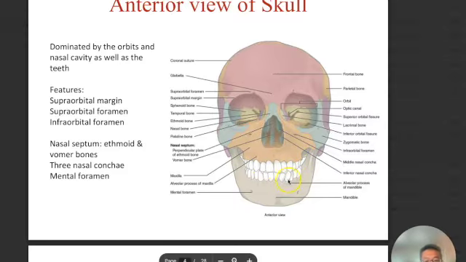The joint where the teeth go in is the alveolar process, or I don't know if I covered this yet. It's the gomphosis, a gomphosis joint, which is not movable. Right here between the eyebrows is the glabella. Some major bones.